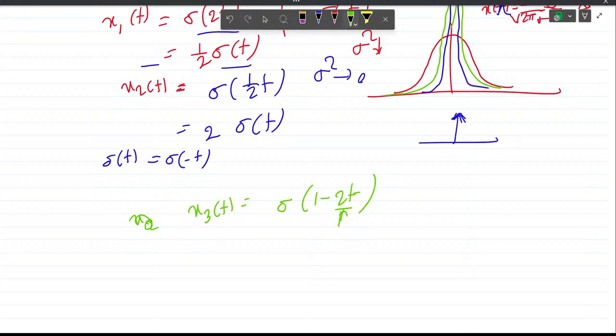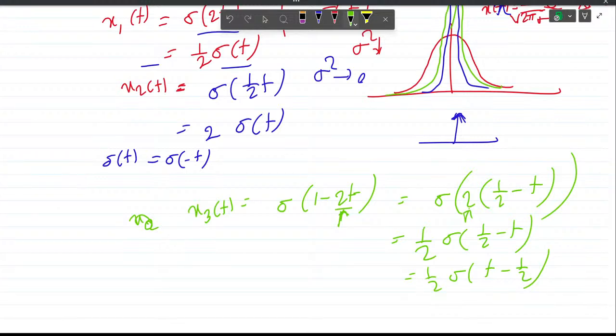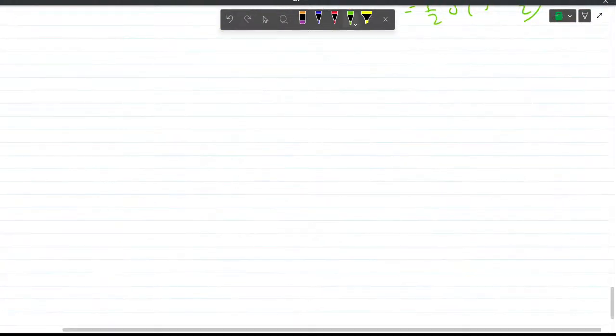As you know, the area will be half. You can easily understand that the area will be half, but it is a shifted version. So for this you can write it like this: first take out the 2 here, so delta of 2 times half minus t. You know that it is scaled by 2, so the area is half: it is the same as half delta of t minus half. Now I am going to discuss the simple manipulation, shifting.